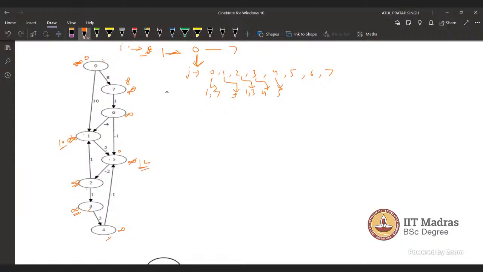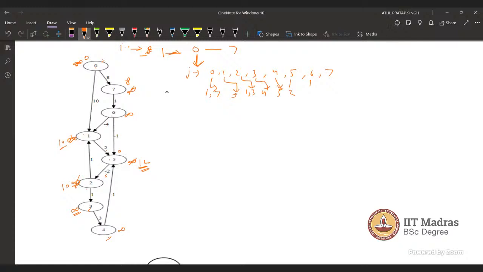Same for 5. We have the 12 weight at 5, and we can move to 2 only. This is minus 2, so 12 minus 2 is 10. The previous value is infinite, so it becomes 10. So for 5 we are updating 2, and now we will check for 6. 6 is infinite, so there will be no changes if the distance for a node is infinite.